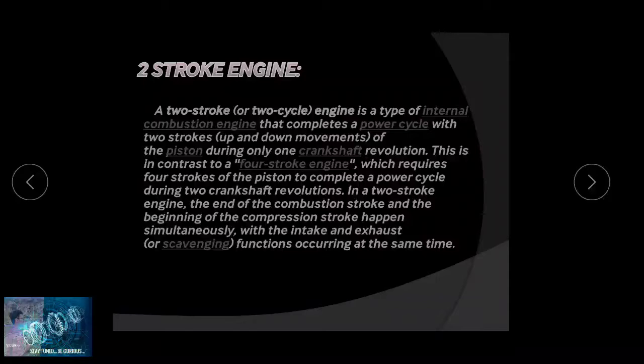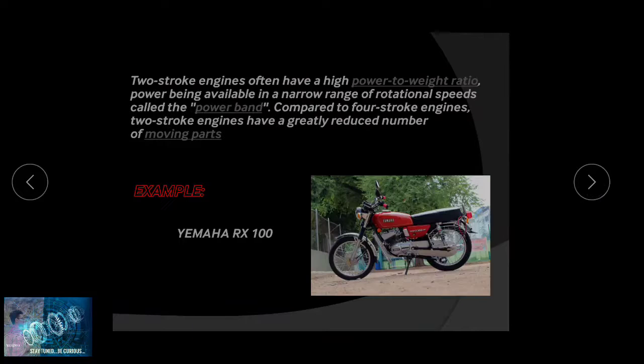In a 2-stroke engine, the end of the combustion stroke and the beginning of the compression stroke happen simultaneously, with the intake and exhaust functions occurring at the same time. 2-stroke engines often have a high power to weight ratio, power being available in a narrow range of rotational speeds called the power band. Compared to 4-stroke engines, 2-stroke engines have a greatly reduced number of moving parts.